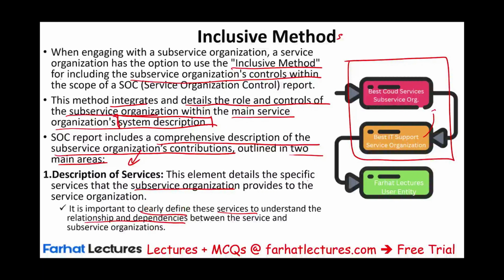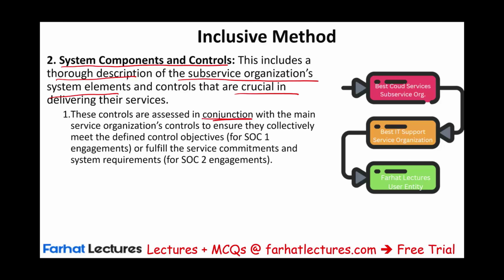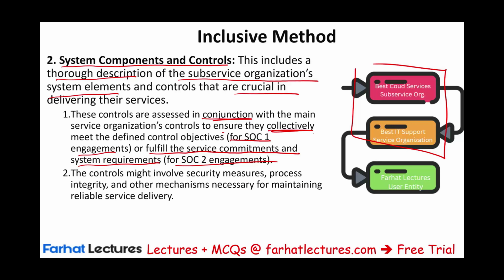Now, what else do we have to do? Include them in the description. Also, we would include them in the system components of control. This includes a thorough description of the subservice organization's system elements and controls that are crucial in delivering these services. So these controls are assessed in conjunction with the main service organization control to ensure they collectively meet the defined control objective for a SOC 1 engagement or fulfill the service commitment and system requirement for a SOC 2 engagement.